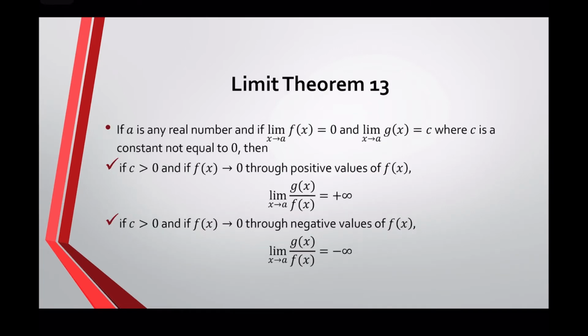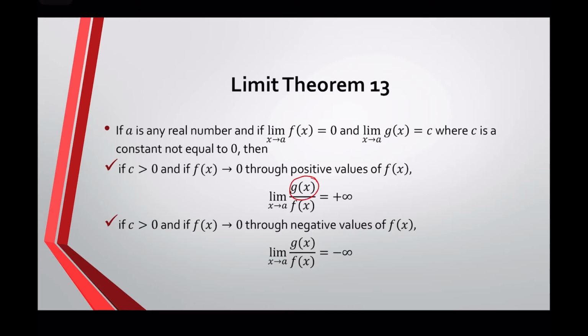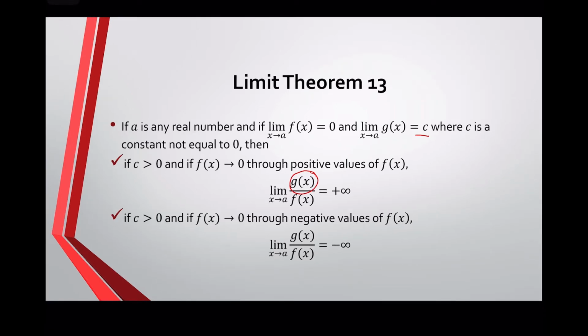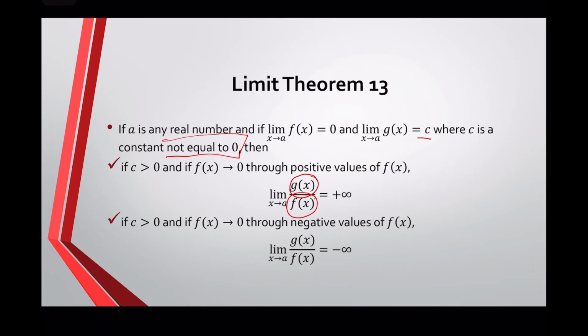Remember that the limit theorem states that we can't have the limit of our numerator equal to 0, which is the case we're seeing here. So we cannot have a 0 at the numerator. We may have 0 at the denominator, as long as we can check if f of x would approach 0 through positive or negative values.